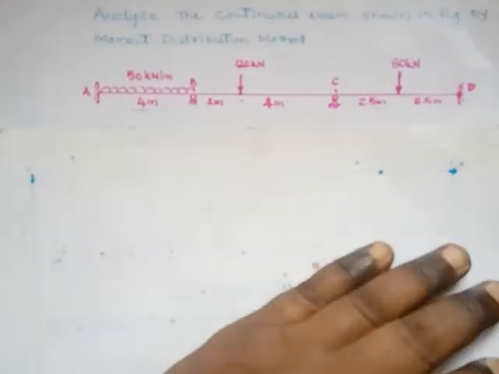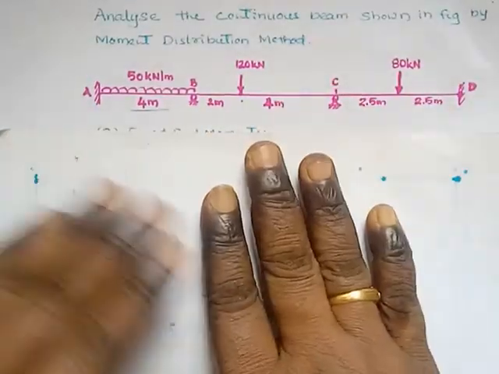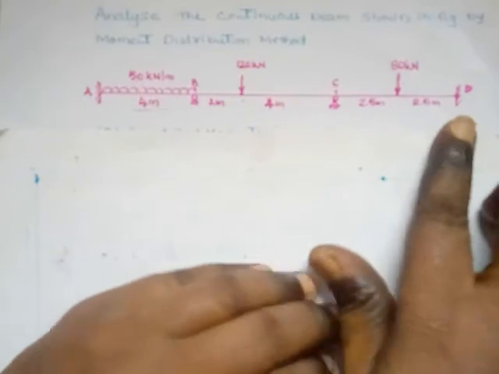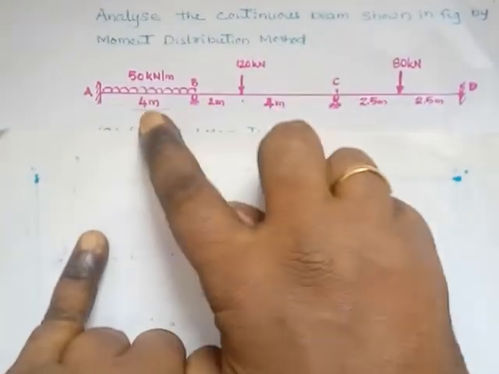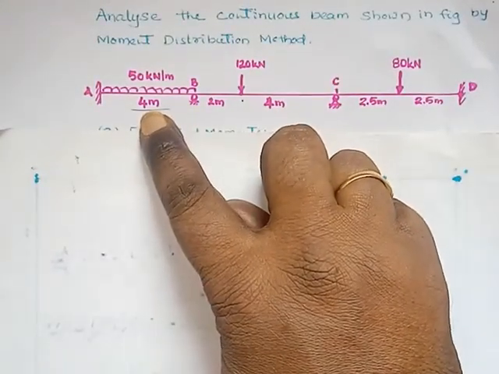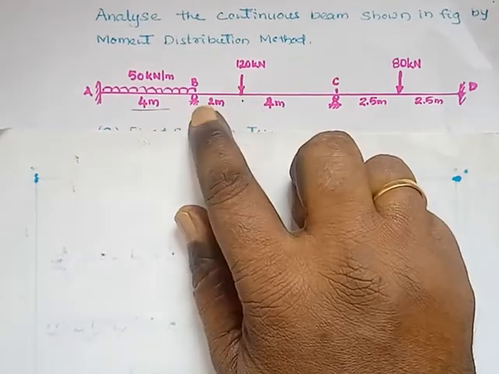Analyze the continuous beam shown in the figure by the method of moment distribution. Here is the given diagram. This one is A to B, A to D. A to B is 4 meter, subjected to 50 kilonewton per meter UDL.